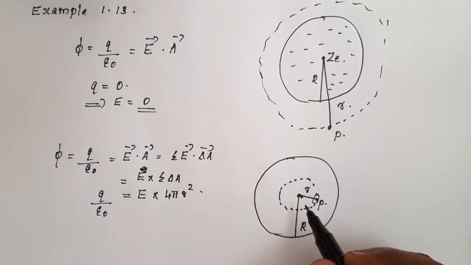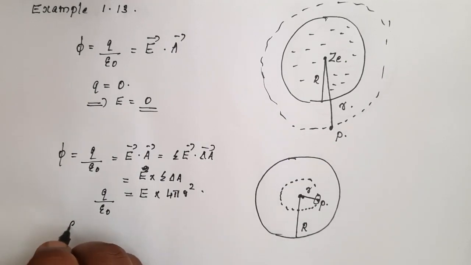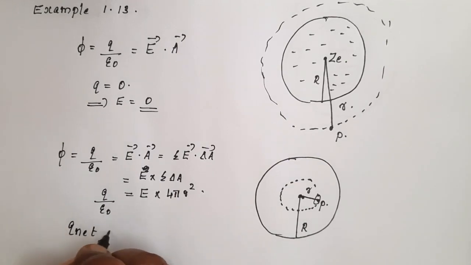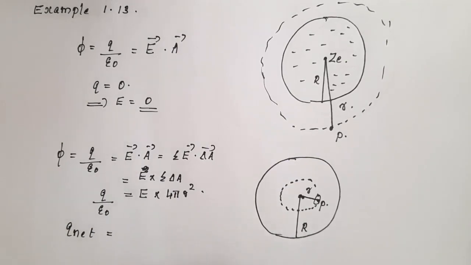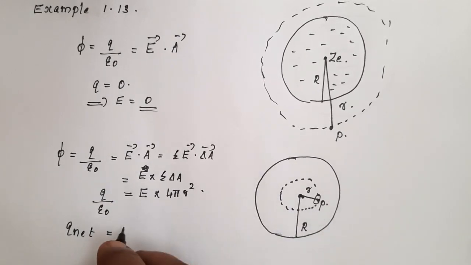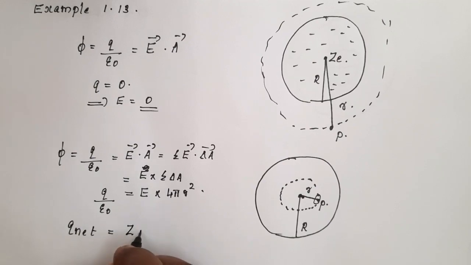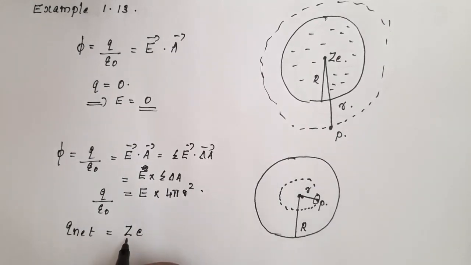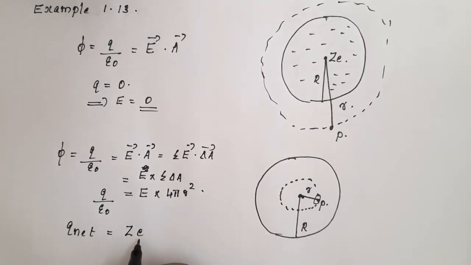So we need to find that net charge, that means Q net we need to find here. So how much charge does it enclose? The total charge of the nucleus. How much is the total charge of the nucleus? Z into e. What do you mean by Z? Atomic number. And e is the charge of a proton, e is 1.6 into 10 raised to minus 19. Plus e is the charge of proton and minus e is the charge of electron.